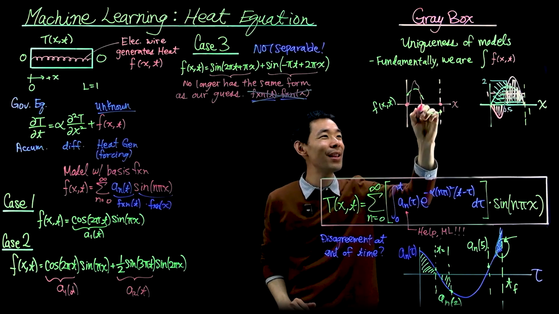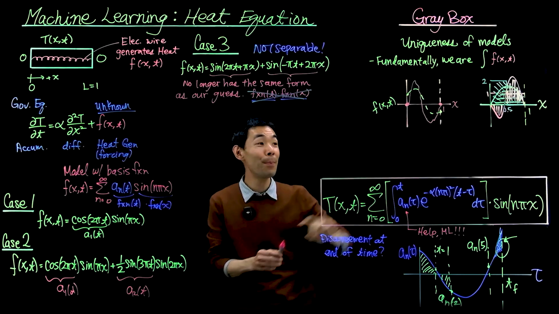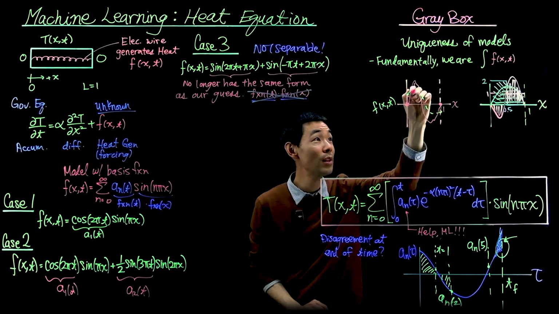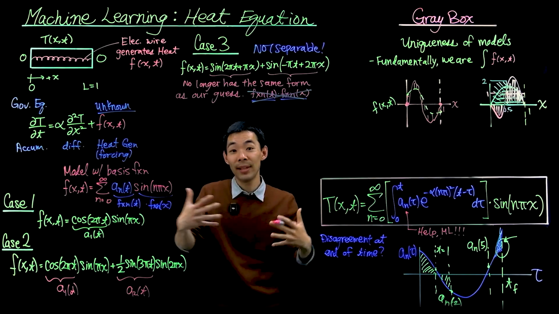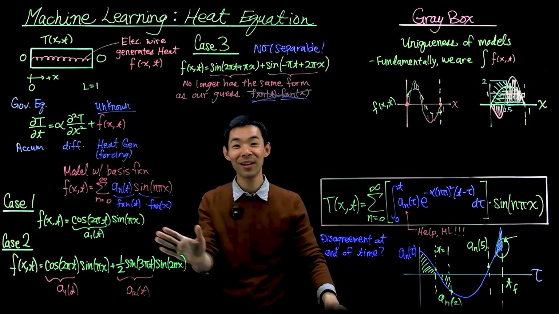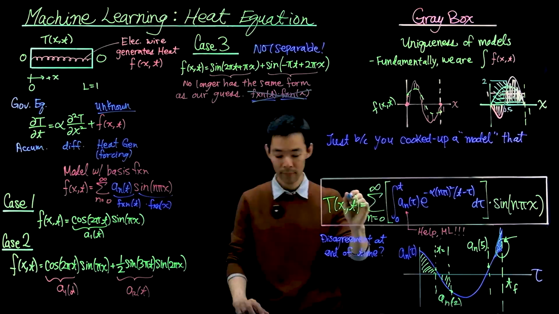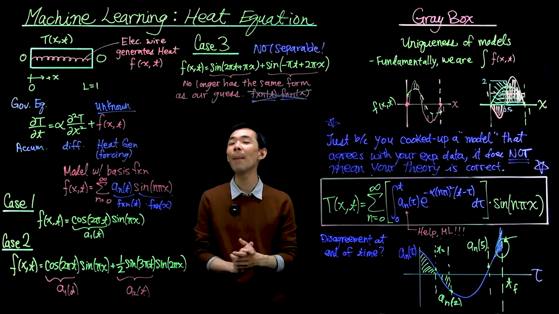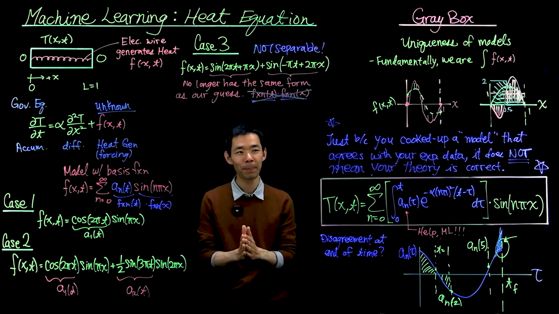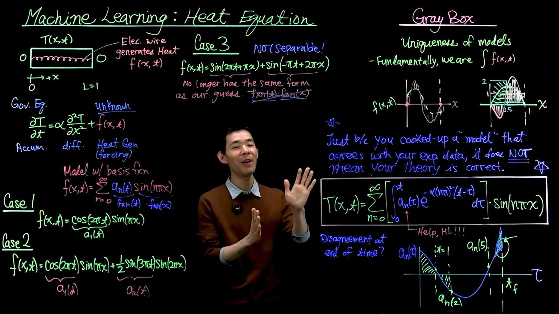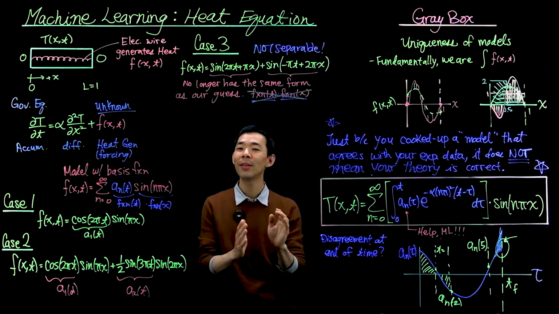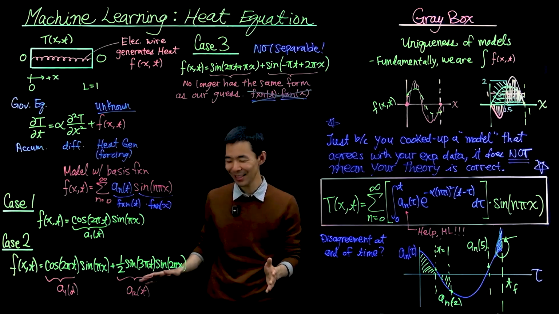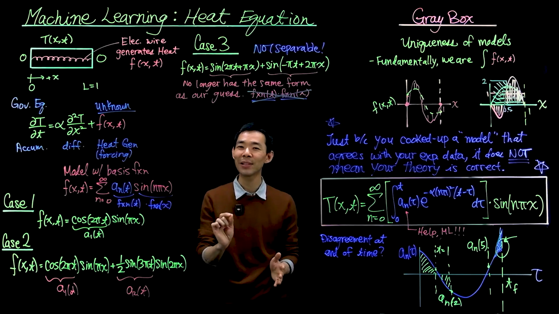It had to do everything along the way to compensate for the fact that I have errors at the boundaries here and here. So it's doing stuff over here to compensate for the wrongness of the model I put in. And here we get to an important philosophical point about developing a model. Just because you have cooked up a model that happens to agree with your experimental data, it does not mean that your theory is correct.